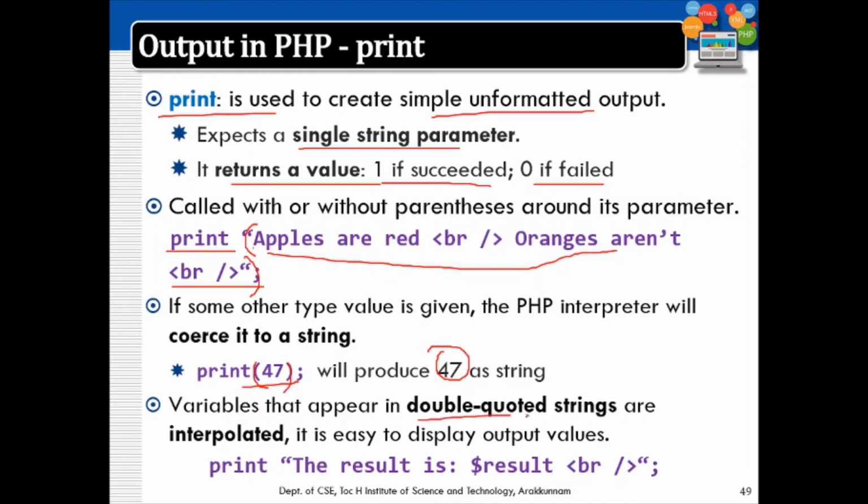Variables that appear in double quoted strings are interpolated. This we have already seen. The result here will be interpolated. If you use single quotes instead, it will not be interpolated. It will be just printed as $result itself.